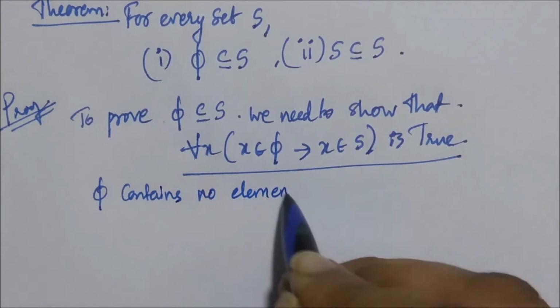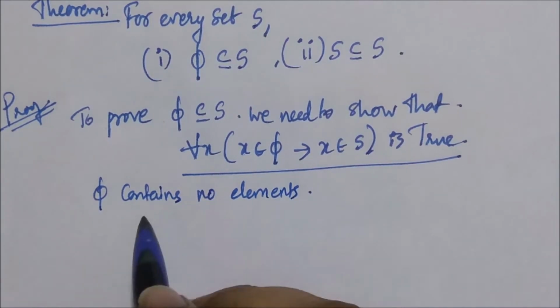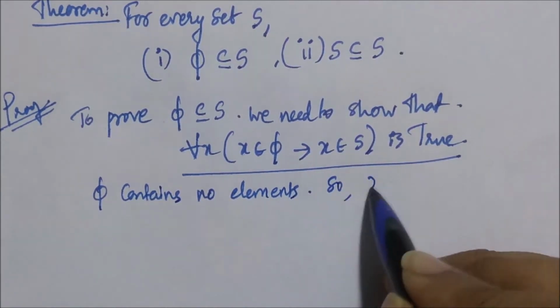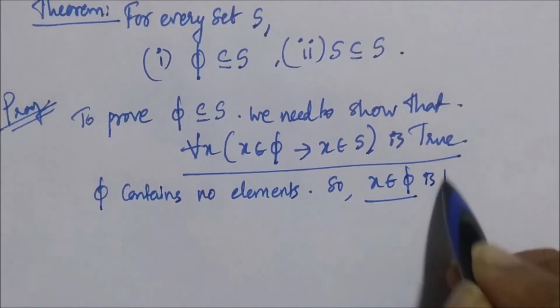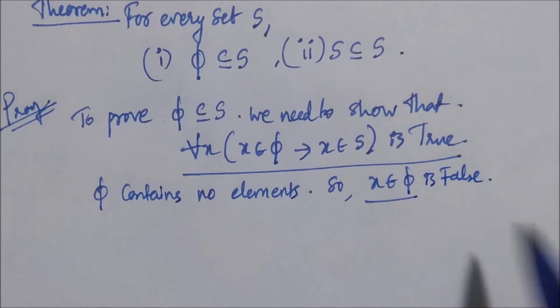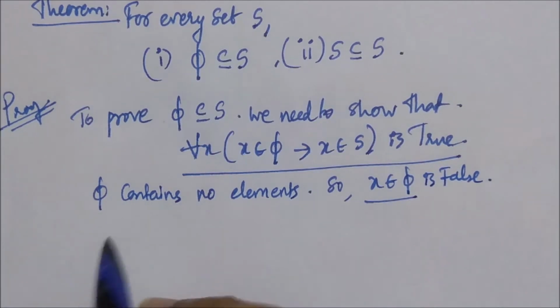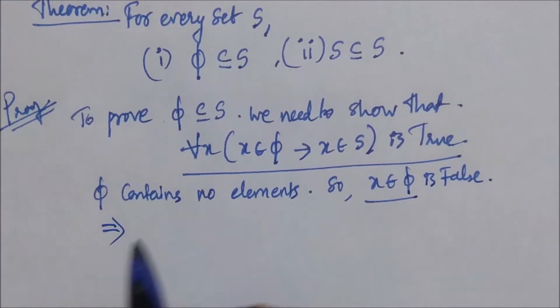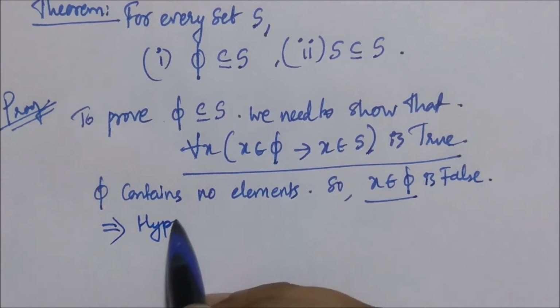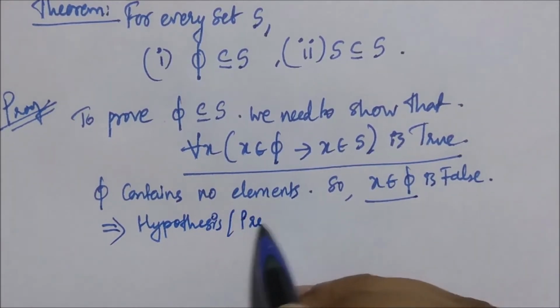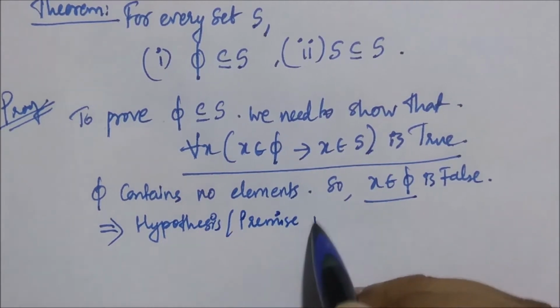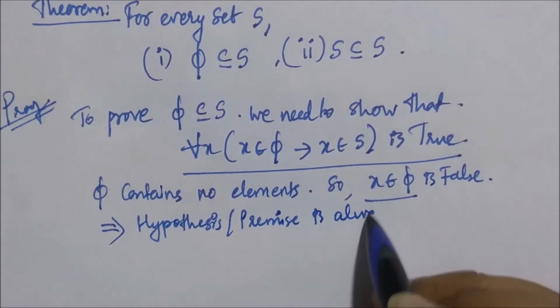Alright, so let's see. x belongs to phi. Consider that statement itself: x belongs to phi. Is that true or false? So phi means it's an empty set, right? An empty set does not contain any element. So x cannot belong to phi. That is for sure. So x belongs to phi is always false, which means that the premise or the hypothesis is always false.